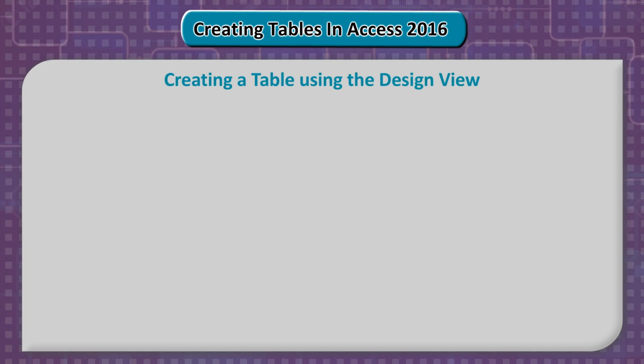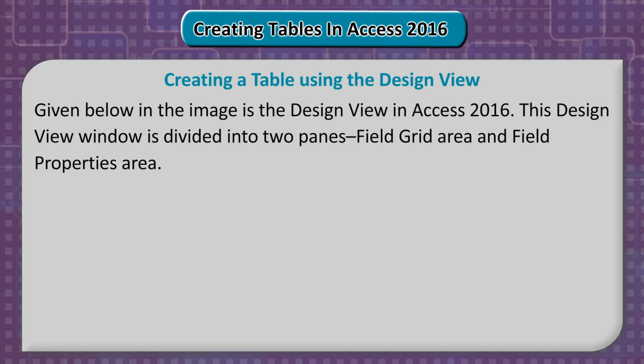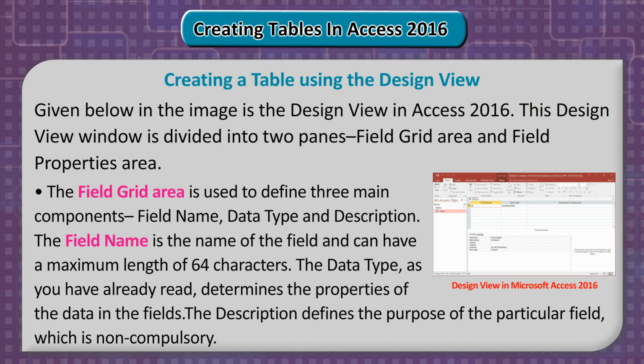Creating a table using the design view. Given below in the image is the design view in Access 2016. This design view window is divided into two panes: field grid area and field properties area. The field grid area is used to define three main components: field name, data type and description.